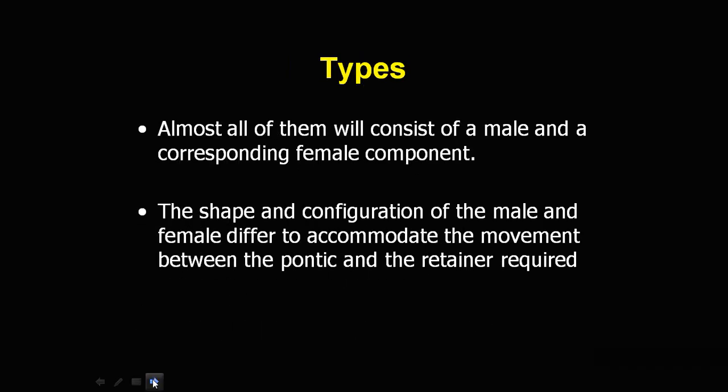Almost all the types of non-rigid connectors consist of a male and a corresponding female component. The shape and configuration of the male and female components differ to accommodate the movement between the pontic and the retainer.